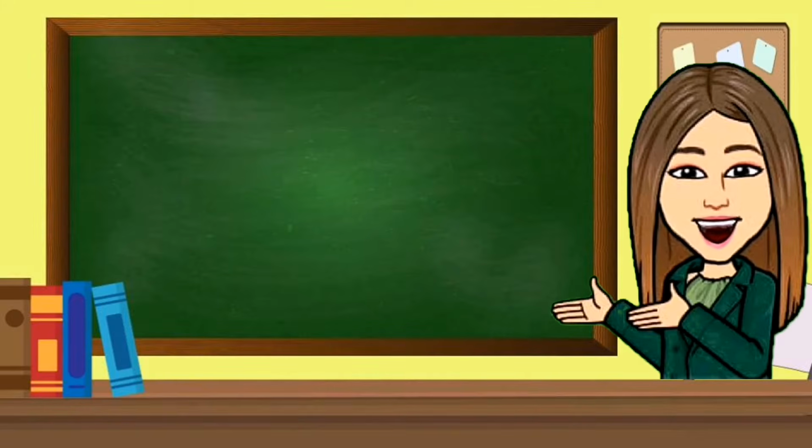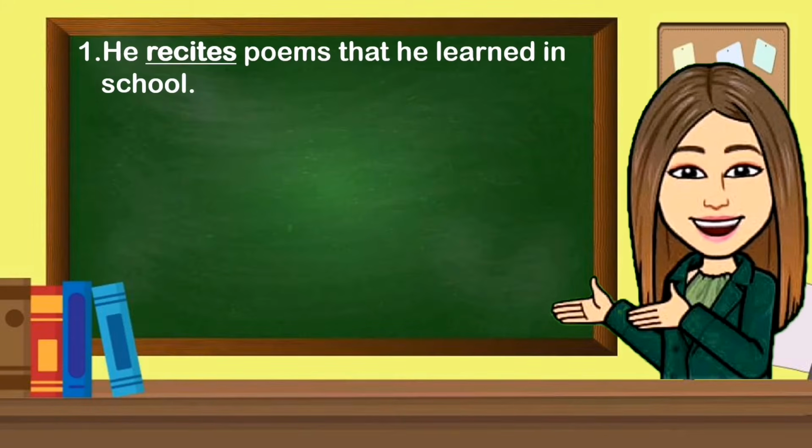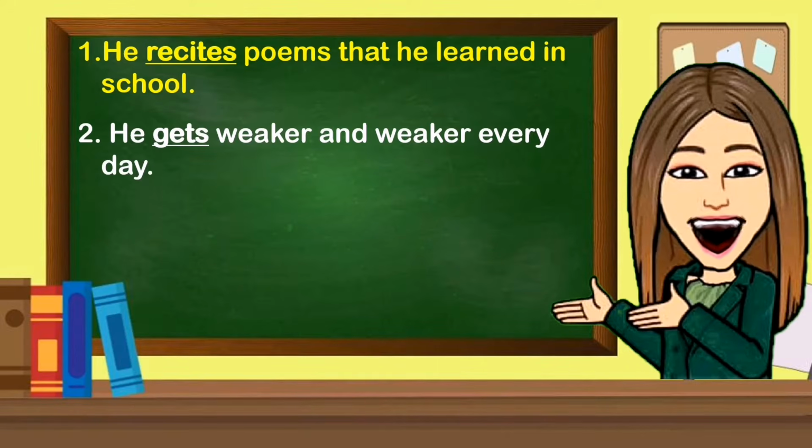Let us read and understand the sentences. First, he recites poems that he learned in school. What does he do with the poems he learned from school? He recites poems that he learned in school. Second, he gets weaker and weaker every day. How is he every day? He gets weaker and weaker every day.